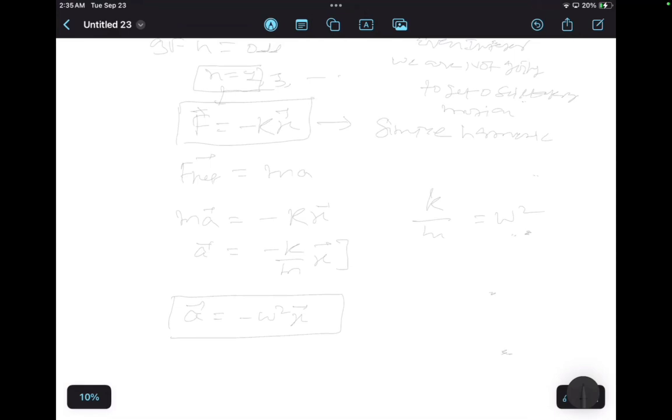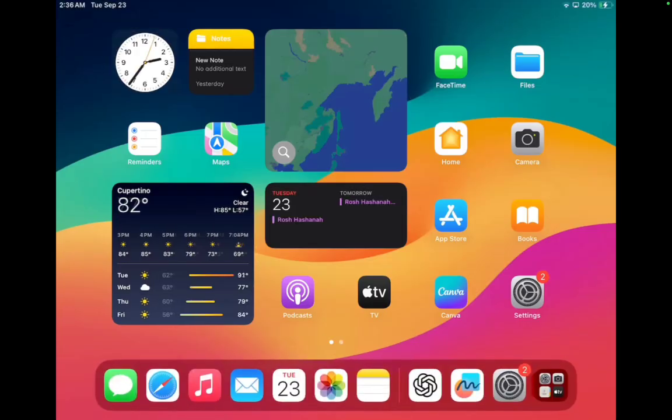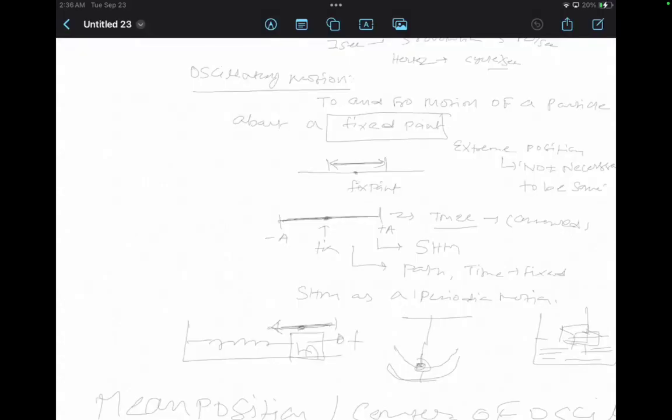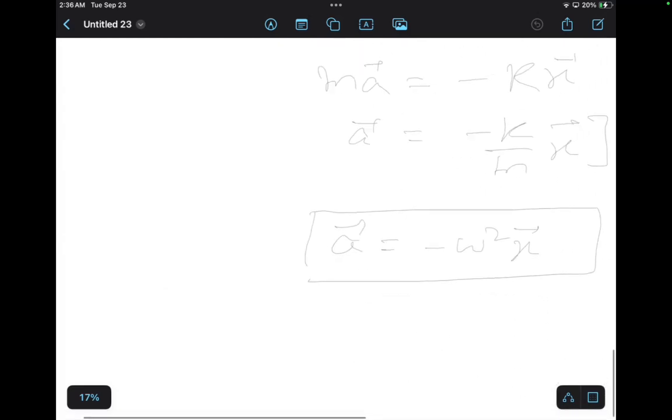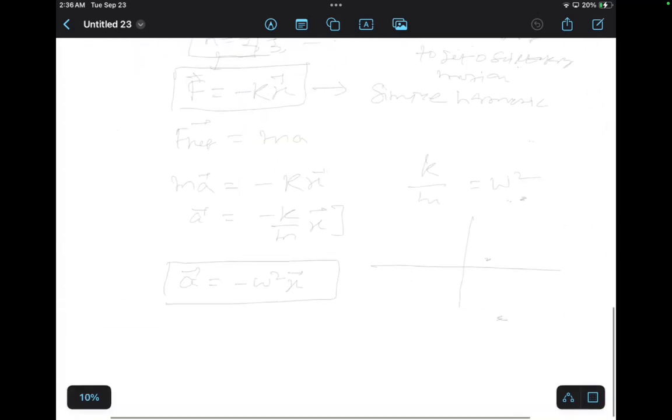So if we plot this curve, we are going to get the equation of a straight line with a negative slope, and it will be like this. So what we have discussed till now is like this. The curve of acceleration versus x is a straight line, and this is a negative slope because here is a negative sign.